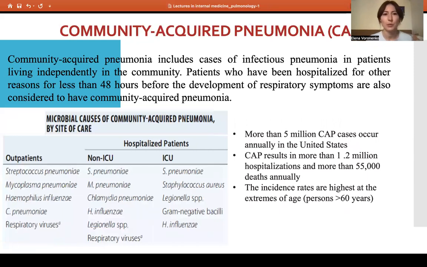Community acquired pneumonia includes cases of infectious pneumonia in patients living independently in their community. Patients who have been hospitalized for other reasons for less than 48 hours before the development of respiratory symptoms are also considered to have community-acquired pneumonia.